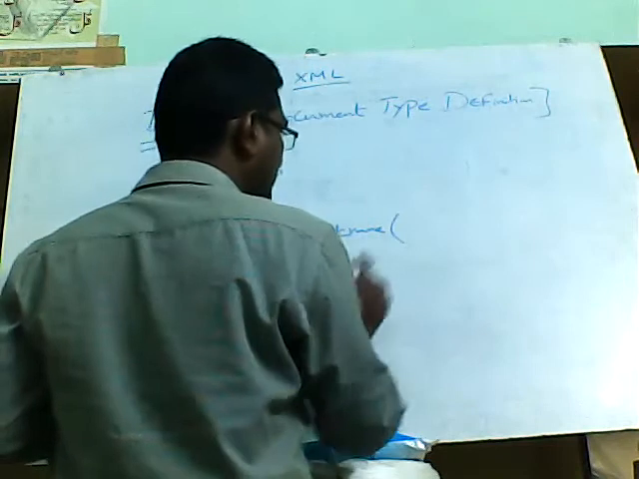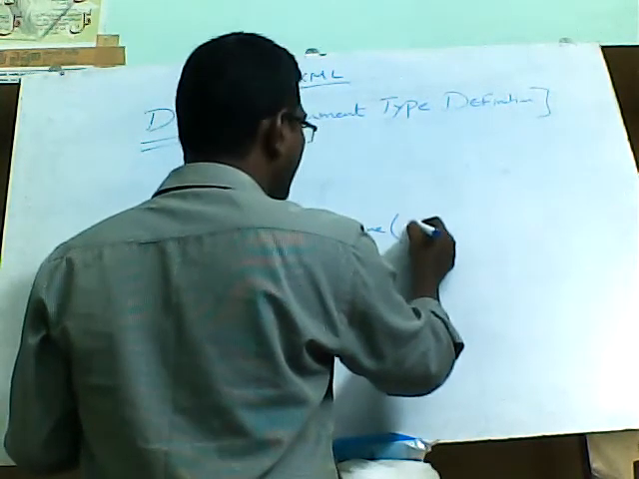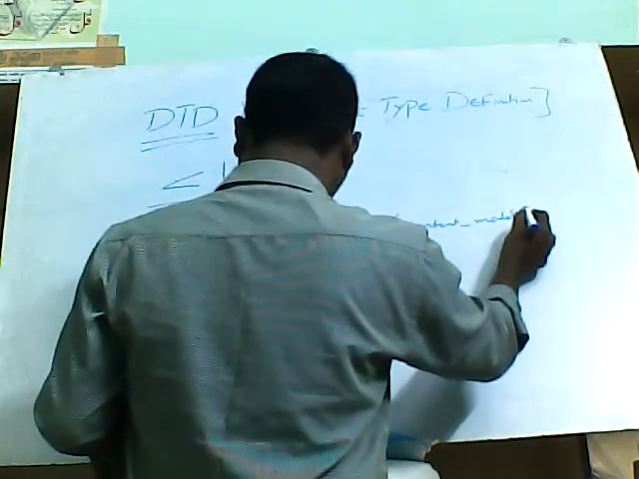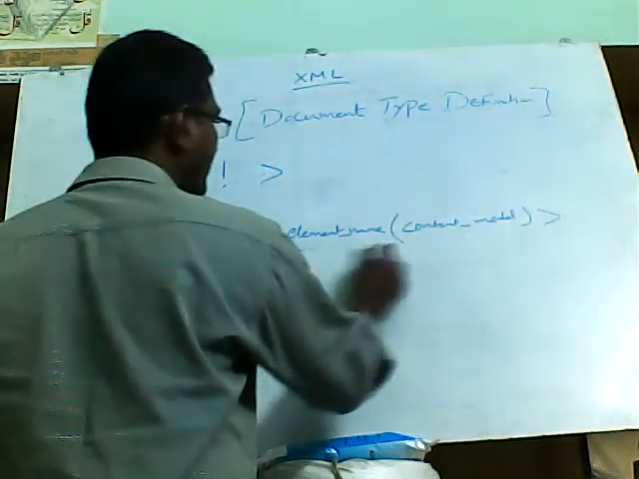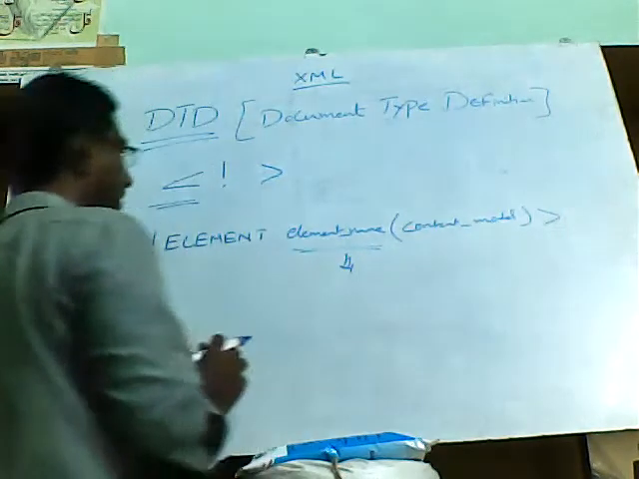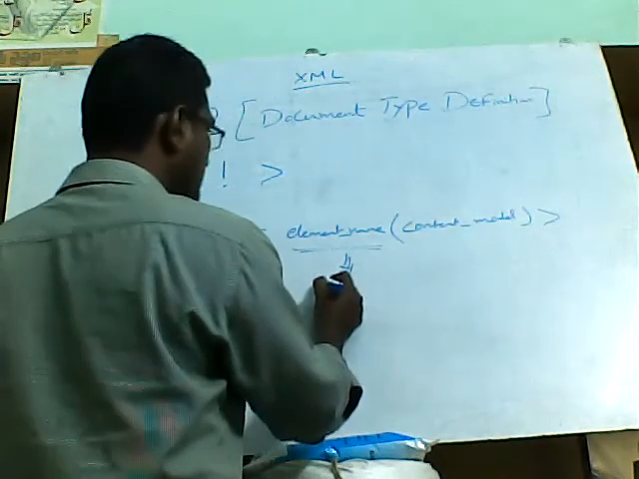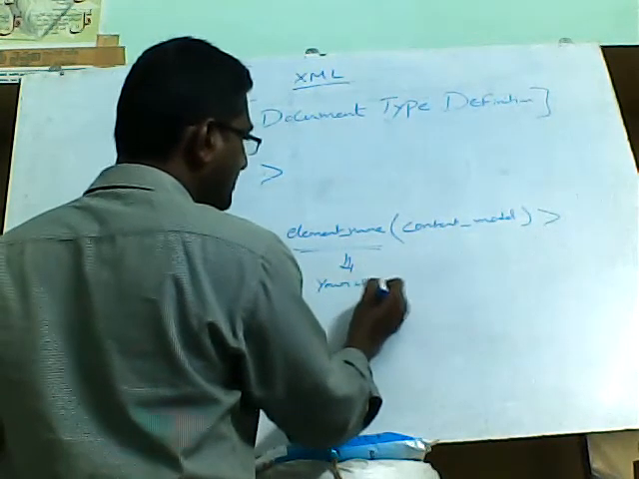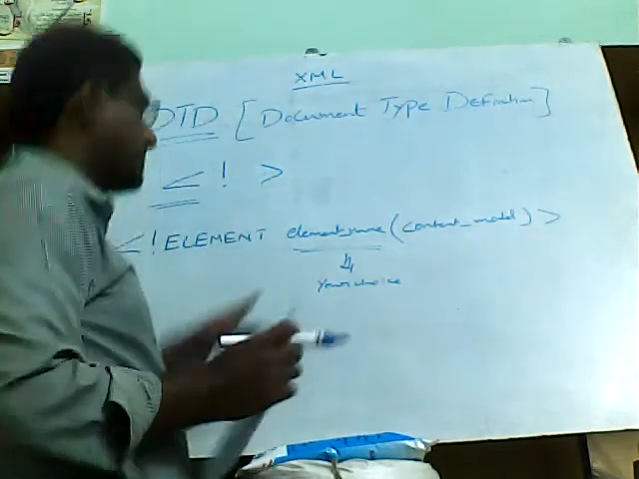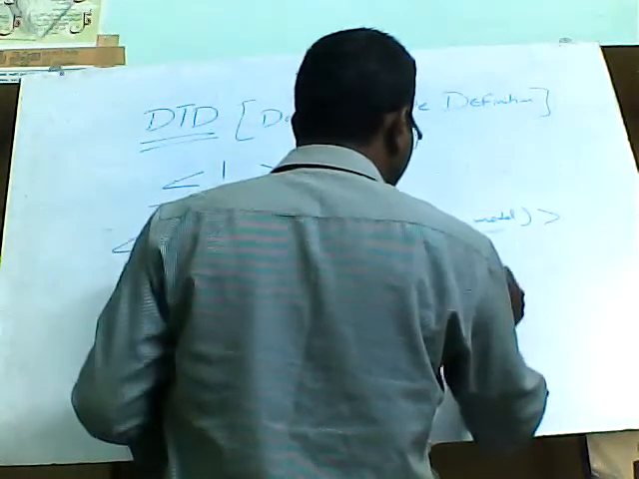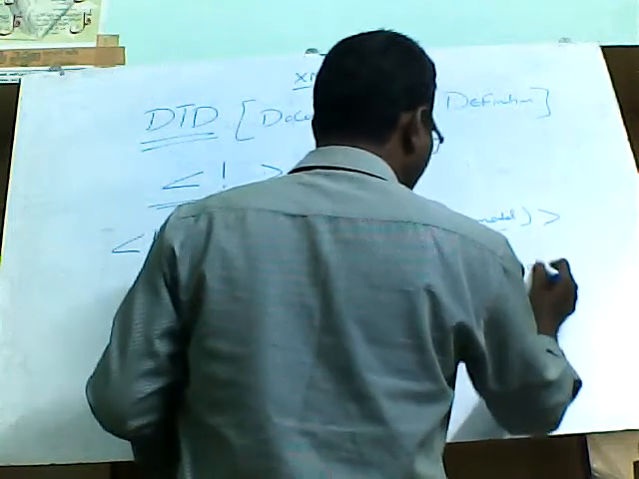It will be followed with the content model, and then closing it. So here we have different arguments. ELEMENT is fixed, in capital letters. The other argument is the element name, which is of your choice; you can specify any name. Suppose you are specifying the root element. In the brackets, in the content model, we need to specify all the child elements. Here we need to specify all the child elements in the brackets.